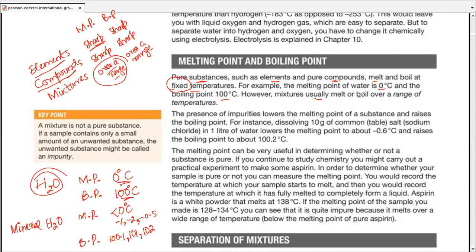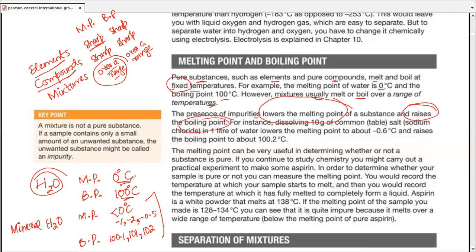Mixtures usually melt or boil over a range of temperatures, as I've shown you in examples over here. The presence of impurity, actually, what happens with the presence of impurity, and now we need to understand how the melting or boiling point changes. The presence of impurity lowers the melting point. It won't remain the same, and it won't go higher either. It would always be lower, and it raises the boiling point.